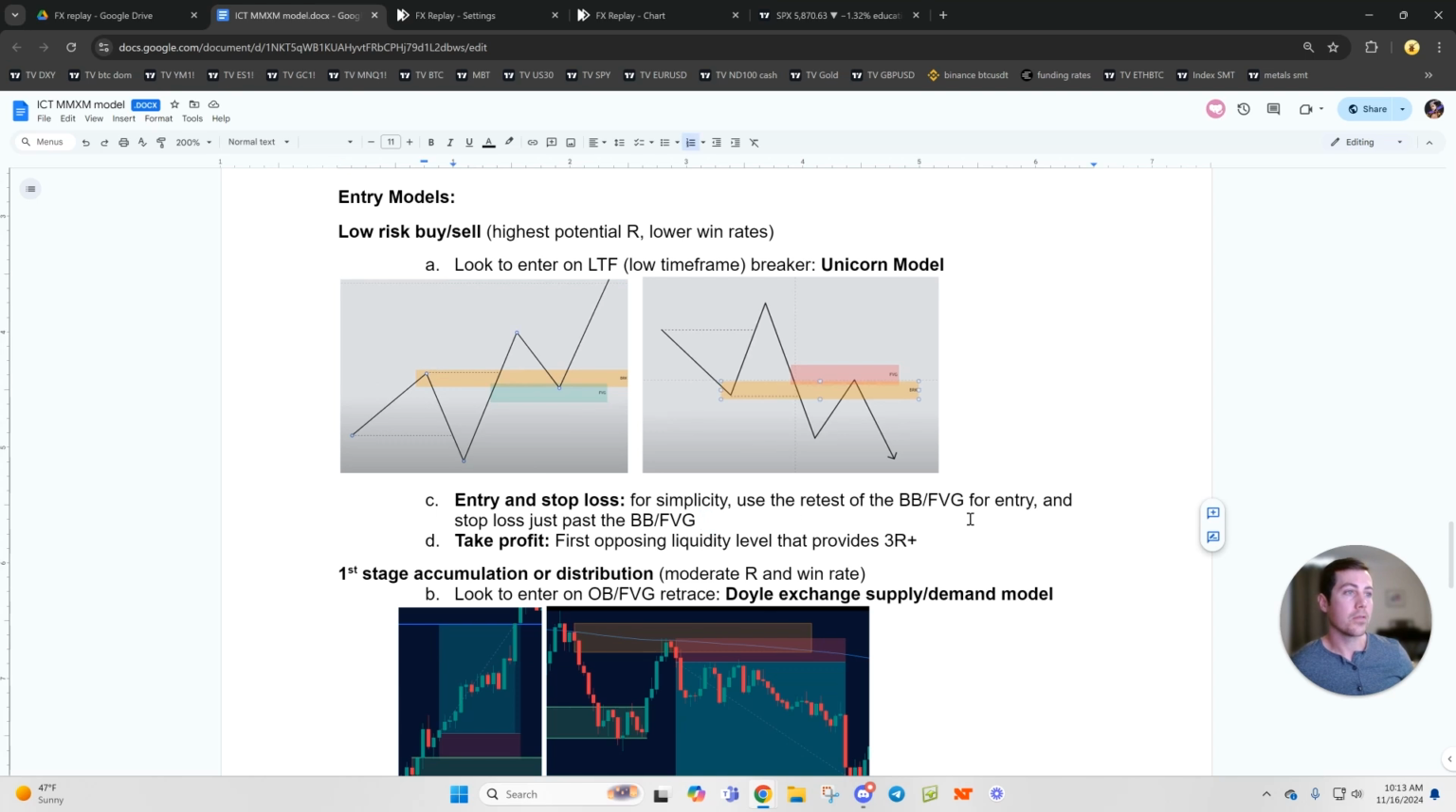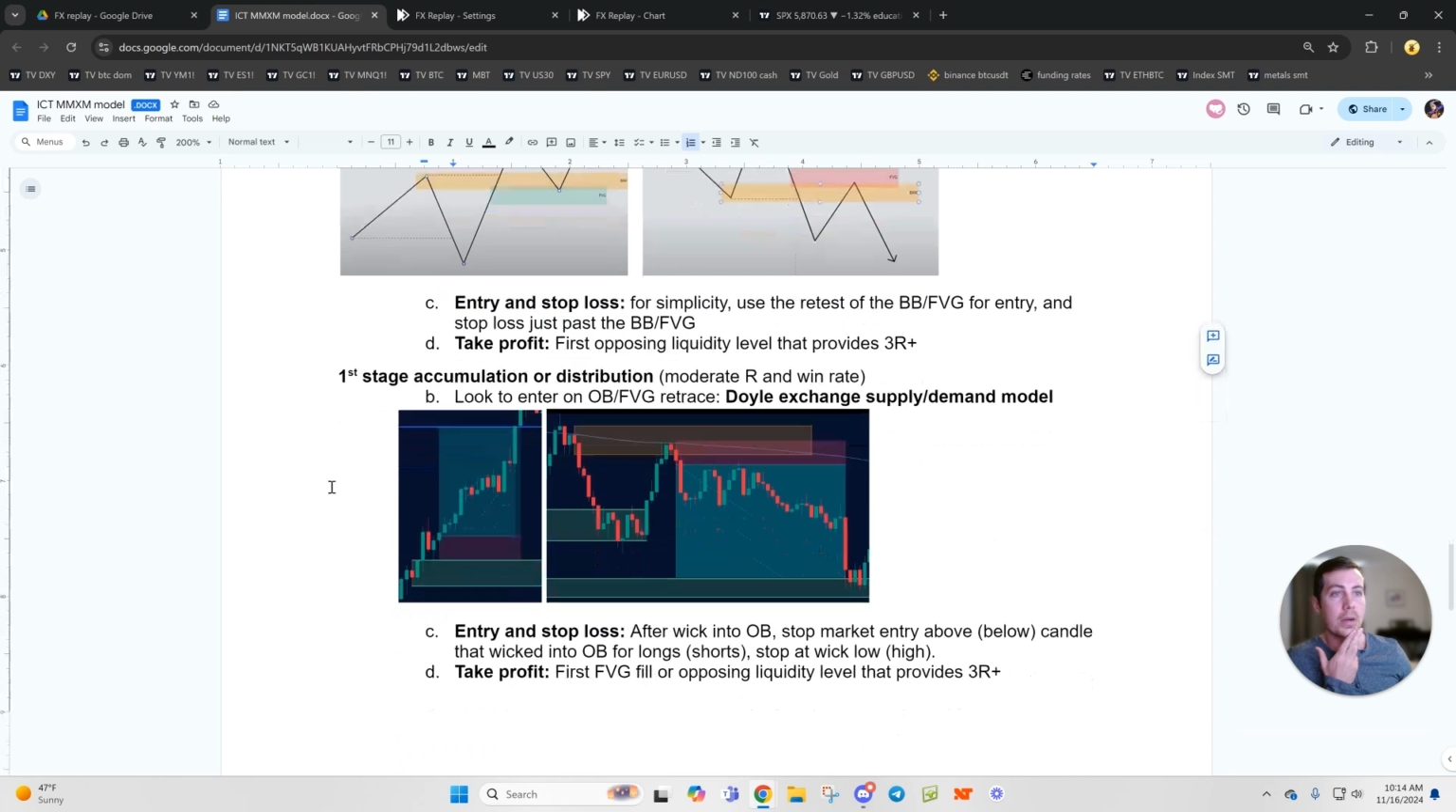So we're just going to be using the retest of them, and it kind of depends on the risk reward. As you saw when I did the unicorn model, sometimes if you need a little tighter stop loss to get the 3R or whatever you want, you can tighten it up to just underneath where the overlapping fair value gap and order block is, but maybe we can just use the lows as well if it gives us good enough. Generally I was looking for the first opposing liquidity level that gives you 3R, so we'll stick to that as well.